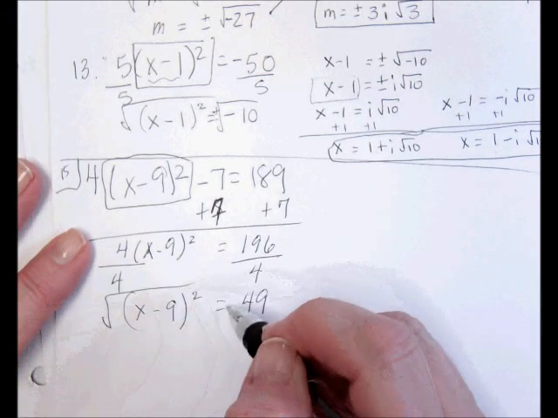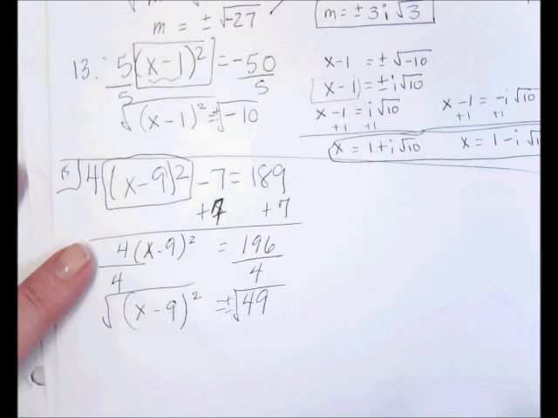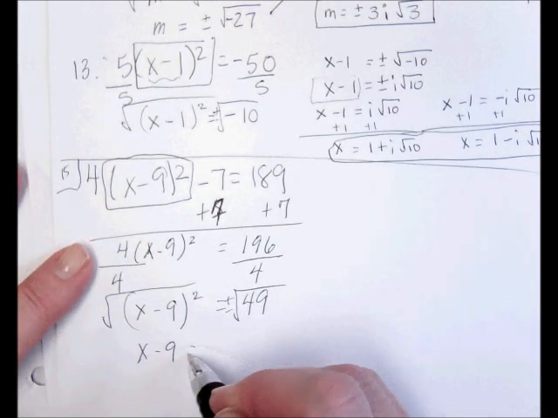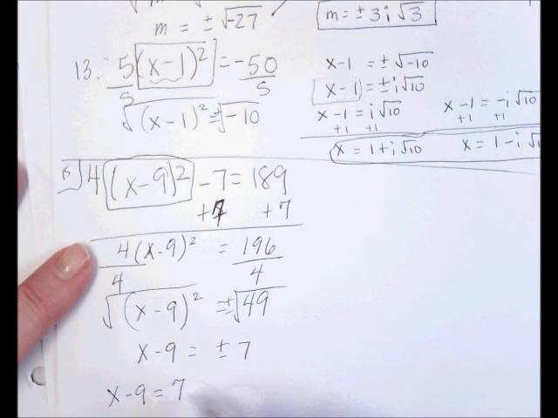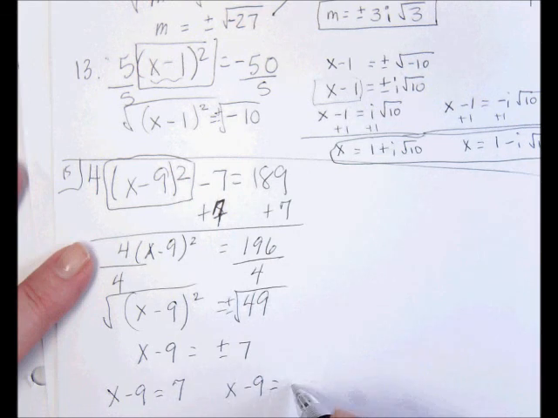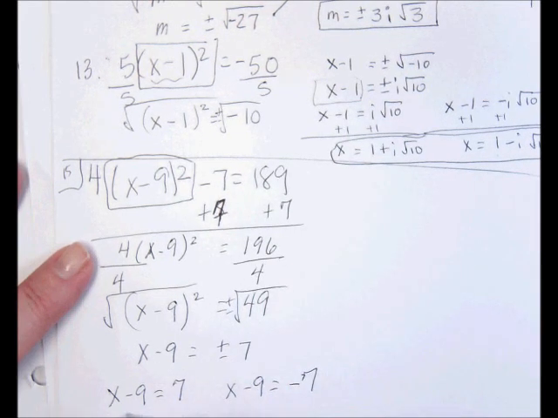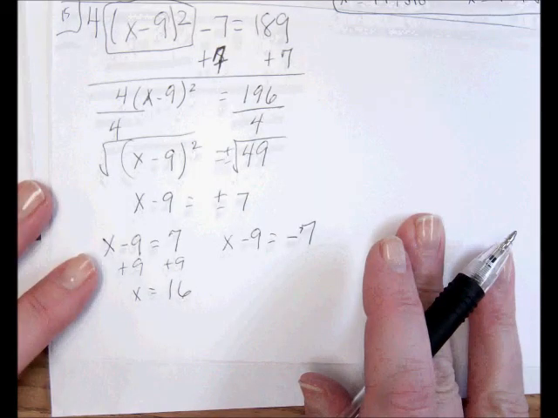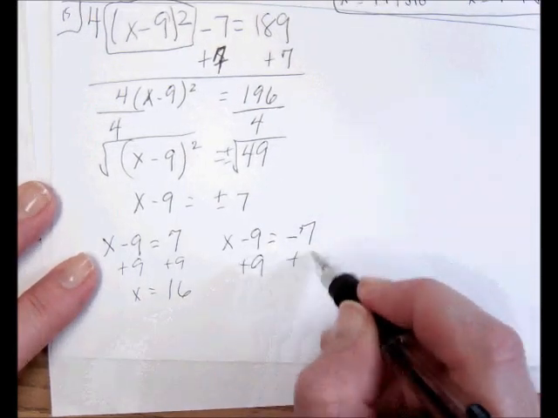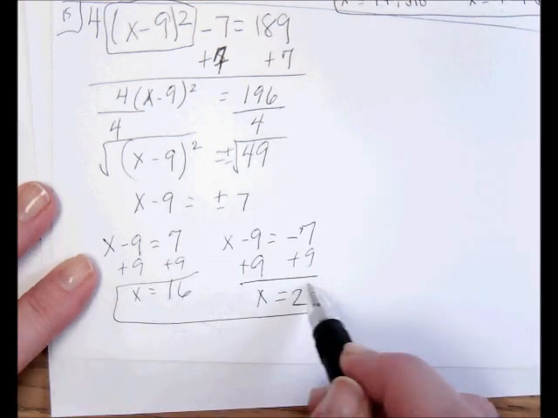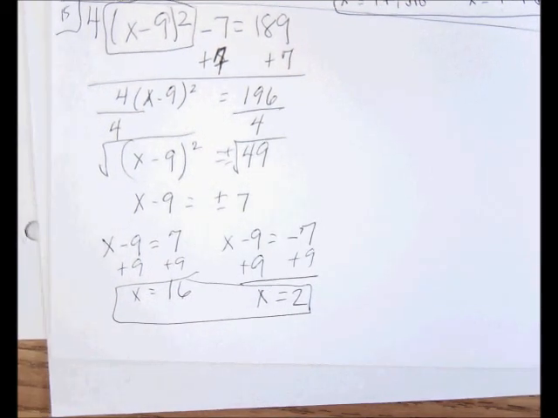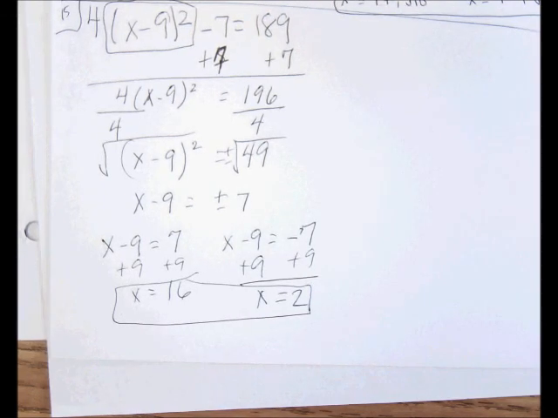Next step is to take the square root of both sides. So x minus 9 is equal to plus or minus 7. So x minus 9 is equal to 7, and x minus 9 is equal to negative 7. So I add 9 to both sides, x is equal to 16, and then I add 9 to both sides, and x is equal to 2. So this would be my solution set. And that's how you solve using square roots.